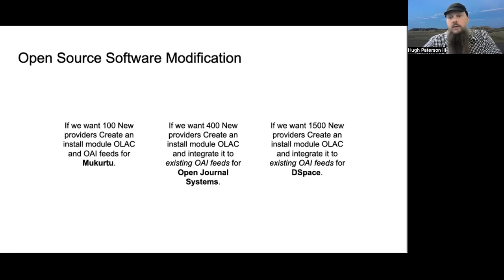aggregator. And I think if we targeted DSpace, we could get an additional 1,500 repositories. So I think that targeting open source software and onboarding through technologists is the way to actually grow our network.